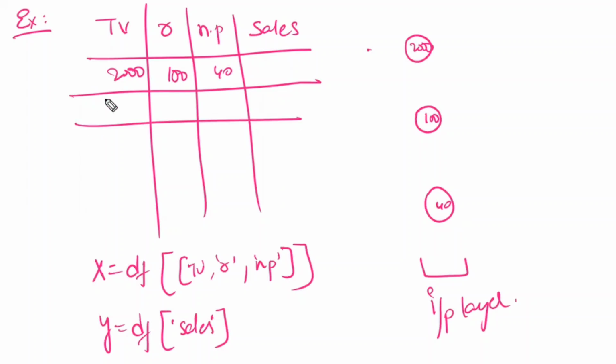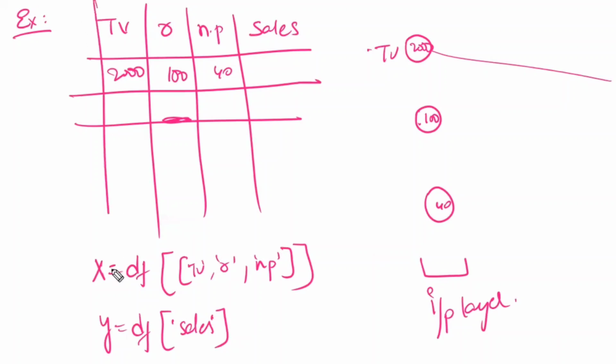Then the second record. Once the first record calculation is completed, the second record will be sent in. The radio value of the second record will be sent into this, the newspaper value will be sent into this, and it will pass the information. Getting the point? So that is the reason how many input neurons there are, this one also should be the same.